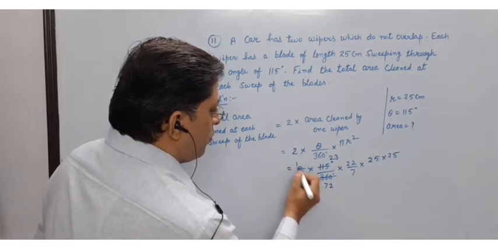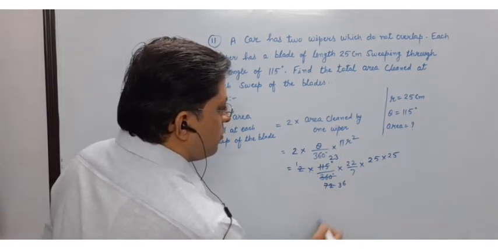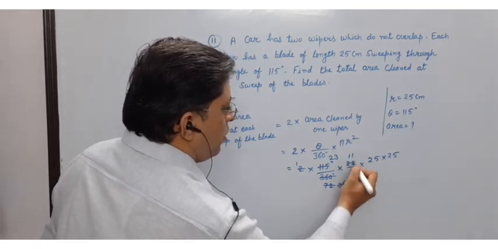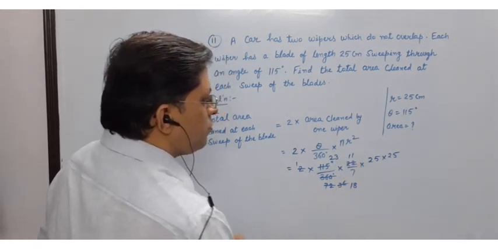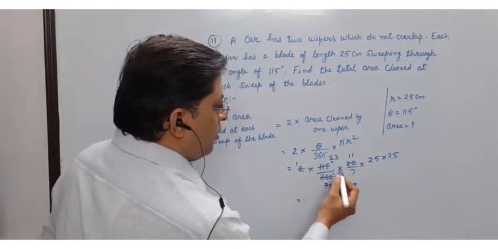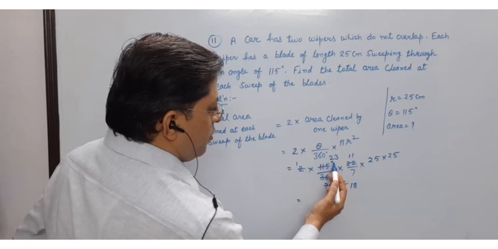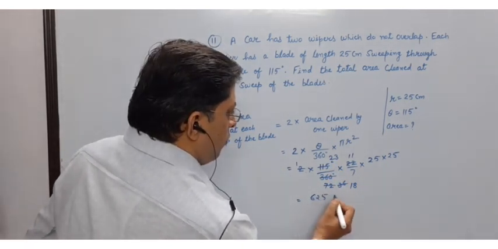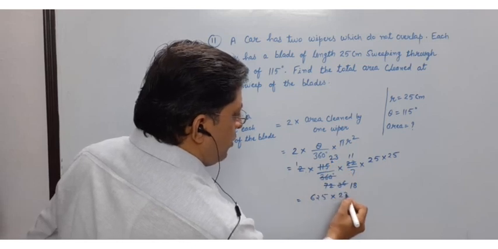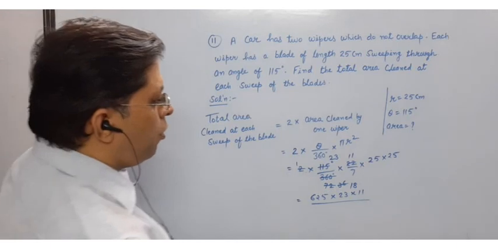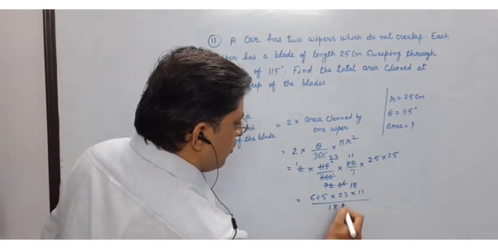Okay, 2 1s are 2, 3 6s are 18, and here is 11. After that we cannot cut. See here, then what will be the last answer? This is 625 into 23 into 11 upon 18 into 7.